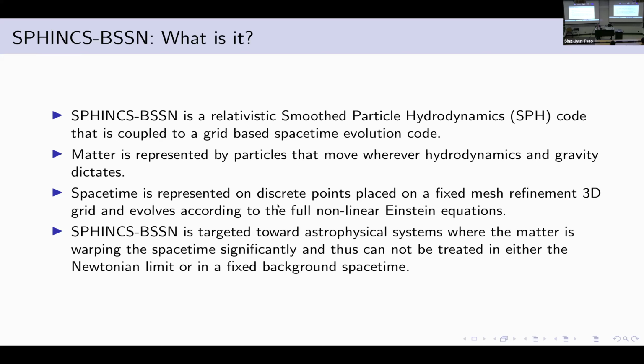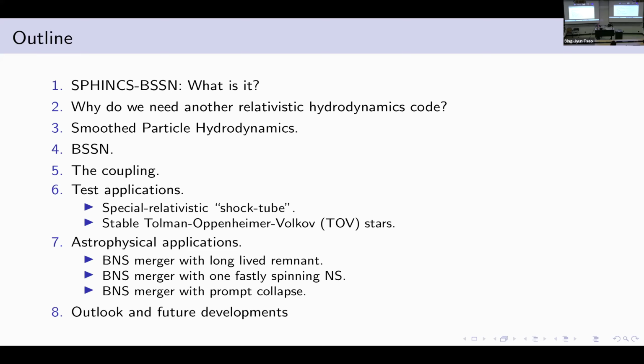And in this code, space-time is represented on discrete points placed on a fixed mesh refinement 3D grid, and it evolves according to the full nonlinear Einstein equations. And as the name implies, the formulation we use here is BSSN. Oops, went too far.